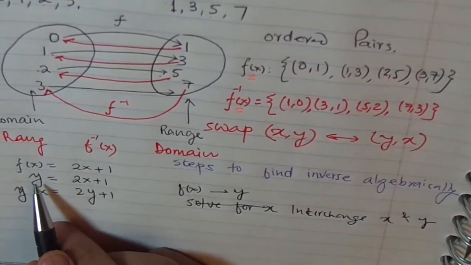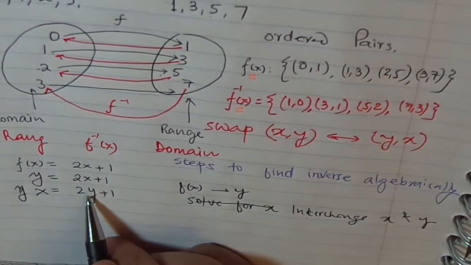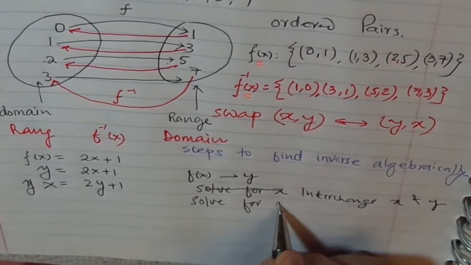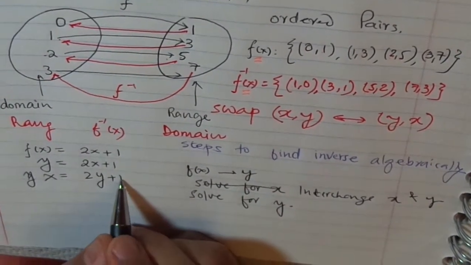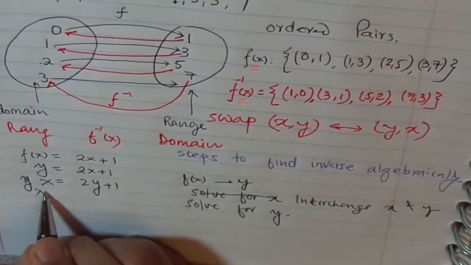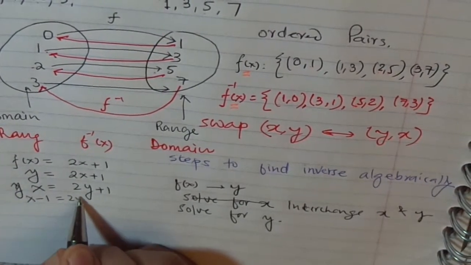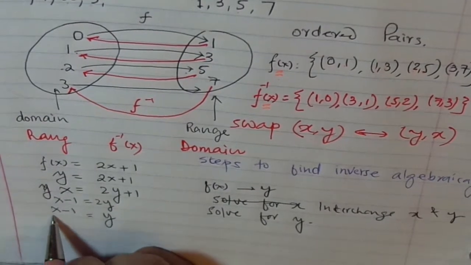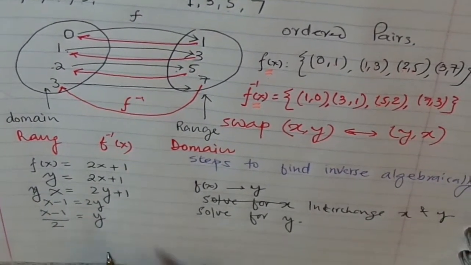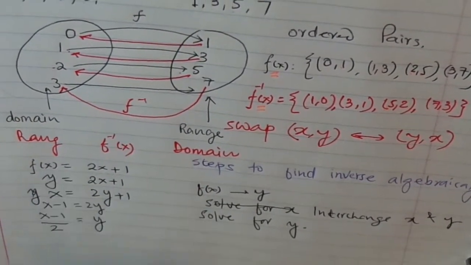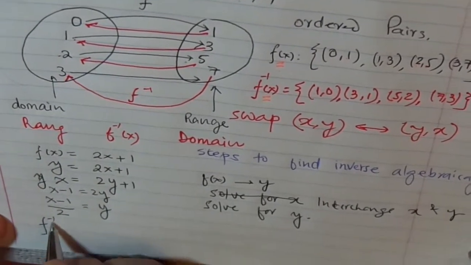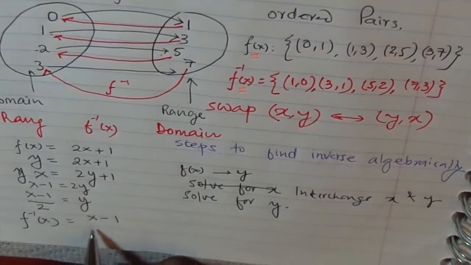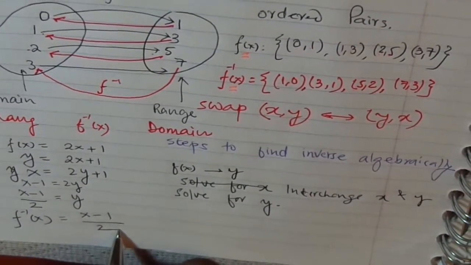So instead of y, write x. Instead of x, write y. Now solve for y. To solve for y, we'll bring this 1 to this side, so it becomes x minus 1 equals 2y, or y is equal to (x minus 1) divided by 2. Now this is the inverse of this function, so we can write this as f inverse of x is equal to (x minus 1) divided by 2.